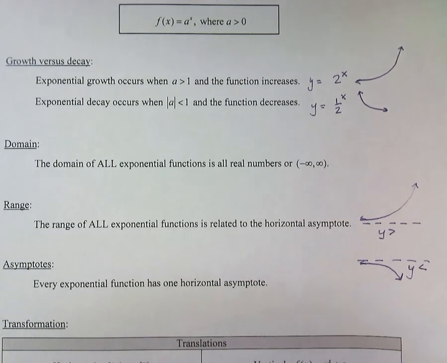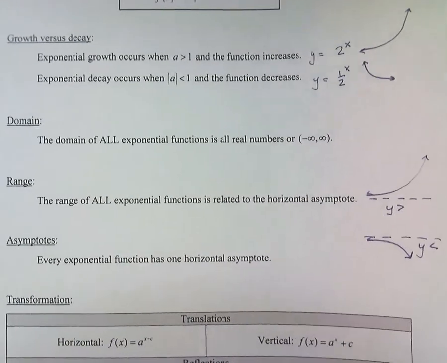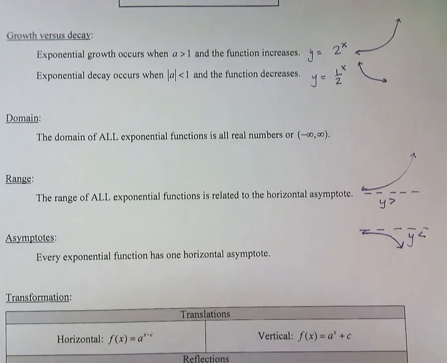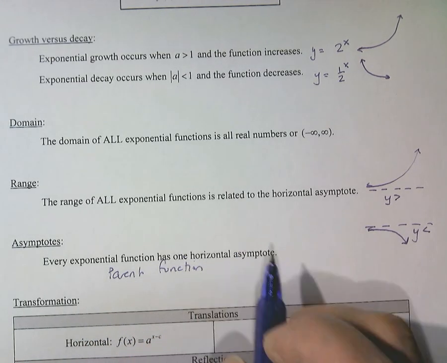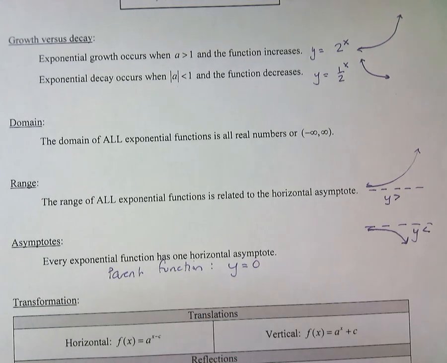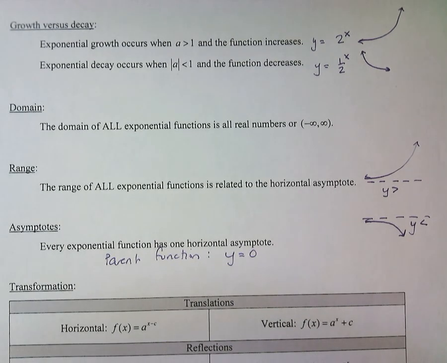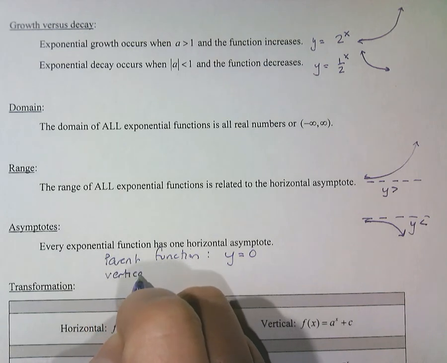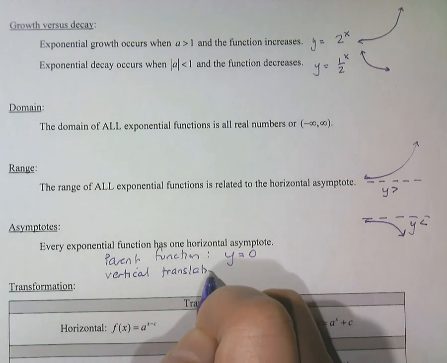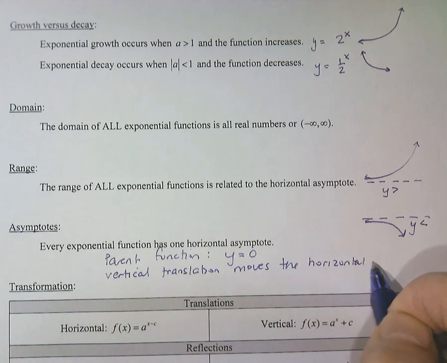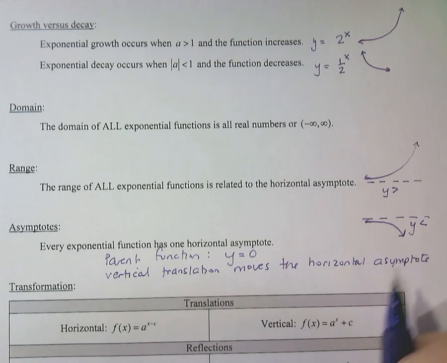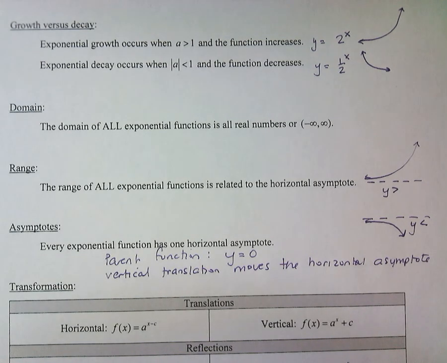Every exponential function has one horizontal asymptote, no vertical asymptotes. It's not like a rational function. For the parent function, it is always y equals 0. And then if there is a vertical translation, that is how the horizontal asymptote changes. So the vertical translation also moves the horizontal asymptote. If it just moves horizontally, it doesn't change it. If it's just a reflection, it doesn't change it.